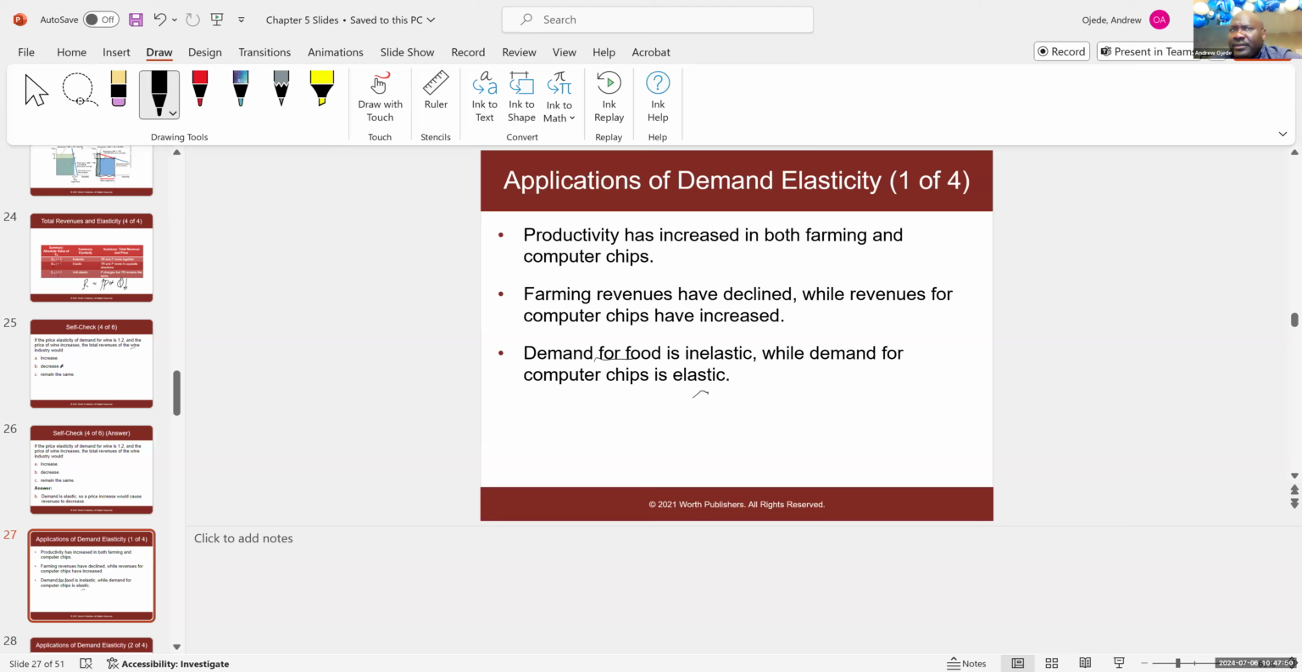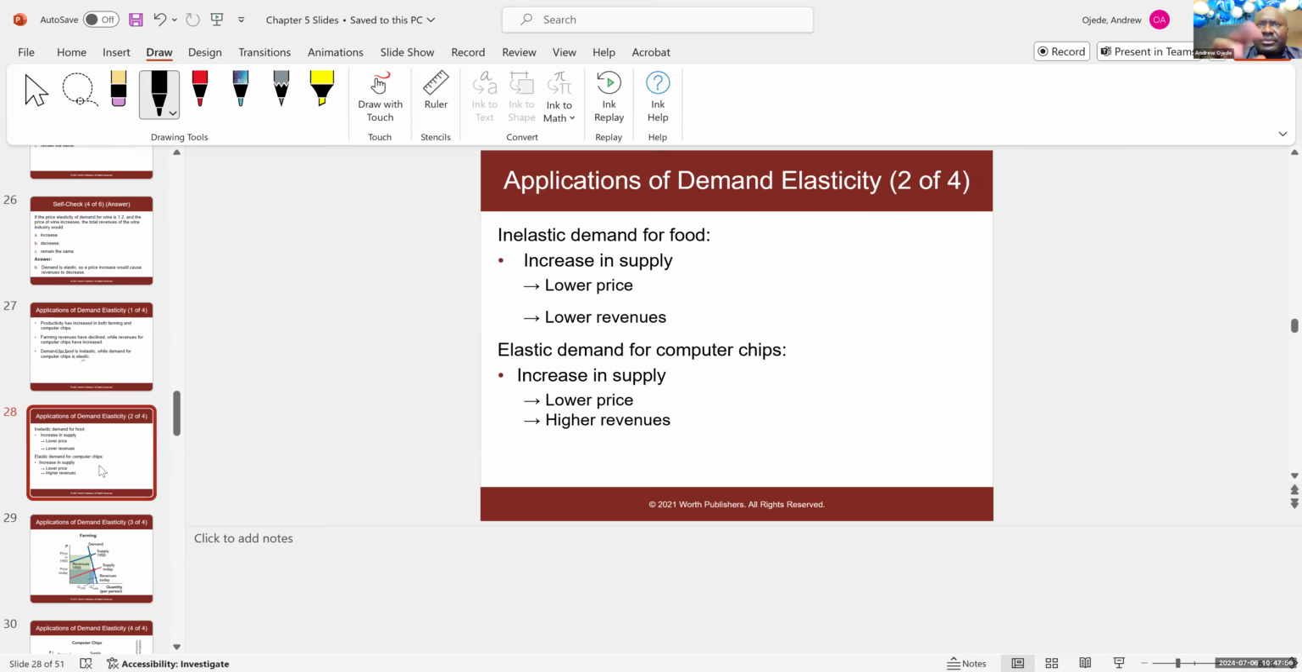Revenue will also be falling. So revenue, that's what it is. And you can use supply and demand to talk about it. Inelastic demand for food, increase in supply, lower price, lower revenue. Elastic demand for computer chips, increase in supply, lower price, higher revenue. That's exactly what I'm talking about.